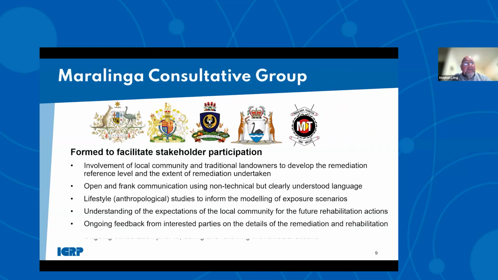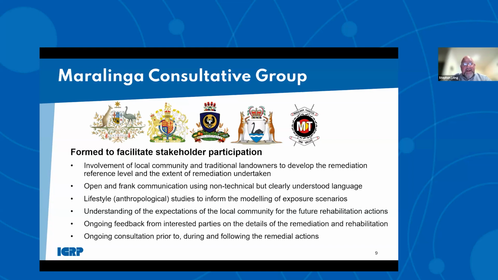It was in existence right from the late 80s through to 2009, when it was replaced effectively by another consultative group, ongoing. And it consisted of representatives from the Australian government, the British government, the South Australian government, the West Australian government, and most importantly, the representatives of the traditional owners, the Maralinga Jarrattja. And they sat at the table with equal standing to any of the government representatives.